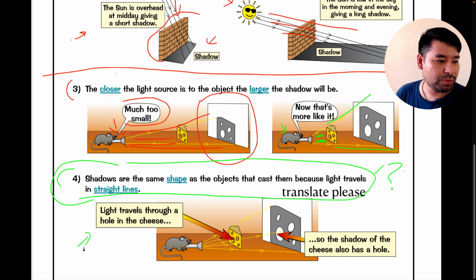Light travels through a hole in the cheese, so the shadow of the cheese also has a hole. Yeah, we have a hole. This word here, hole, means buraco. Okay, this word means buraco, and then we have that the lights travel through the hole. Can you see here? There is this arrow here, right? And then it crosses the hole, so that's why here in the shadow there is the same.